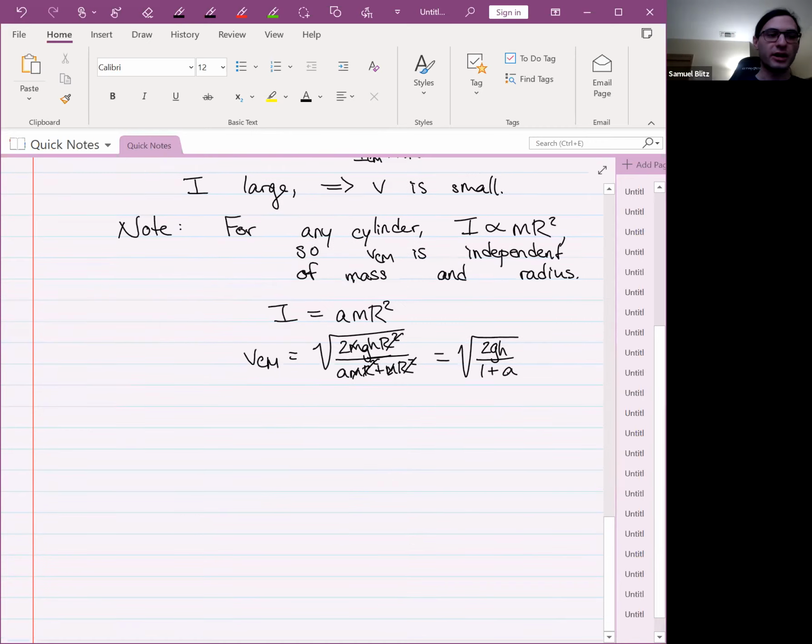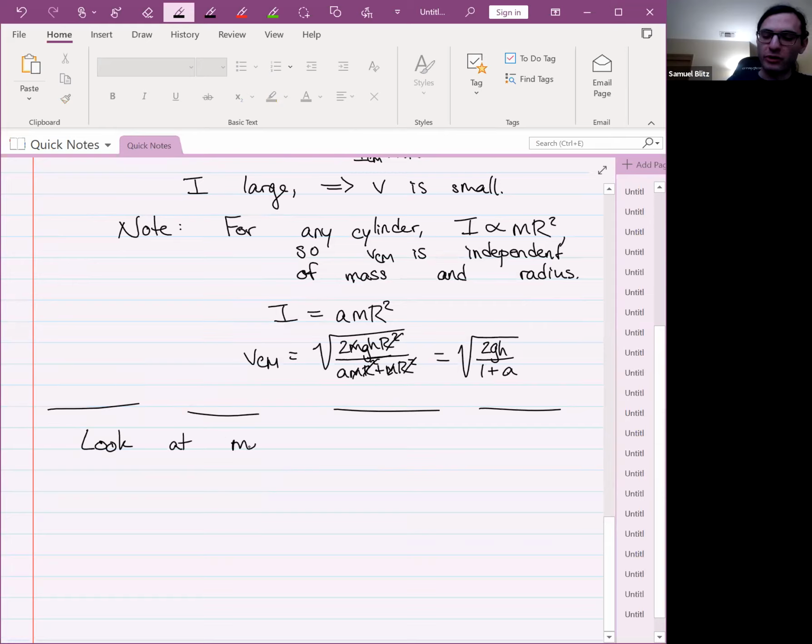So let's look at massless pulleys again, or rather, the point is we now have the tools to look at massive pulleys.